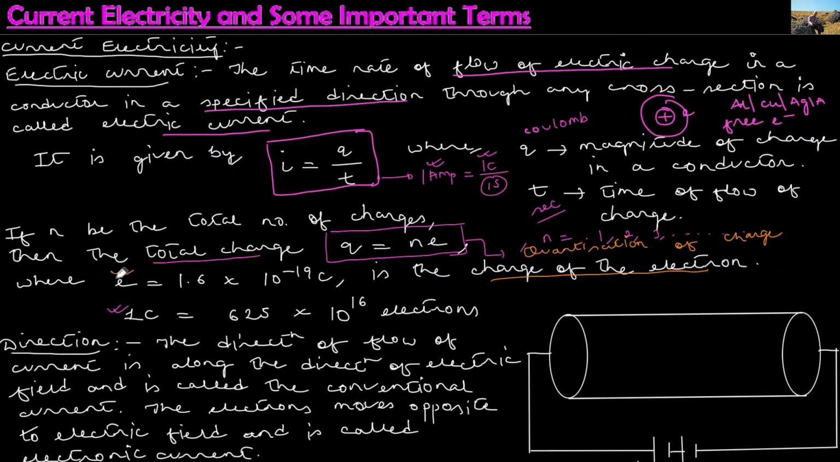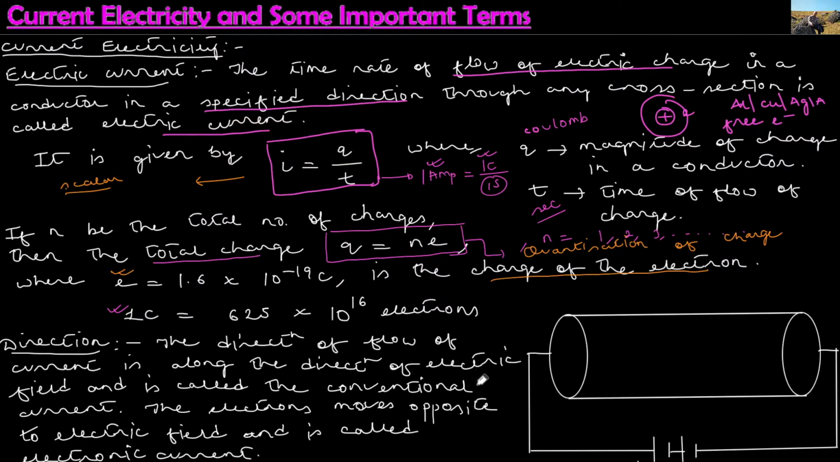Now, always remember that current is a scalar quantity. That means it measures only the amount of charge that flows through a particular cross section. Always keep in mind that current is a scalar quantity.